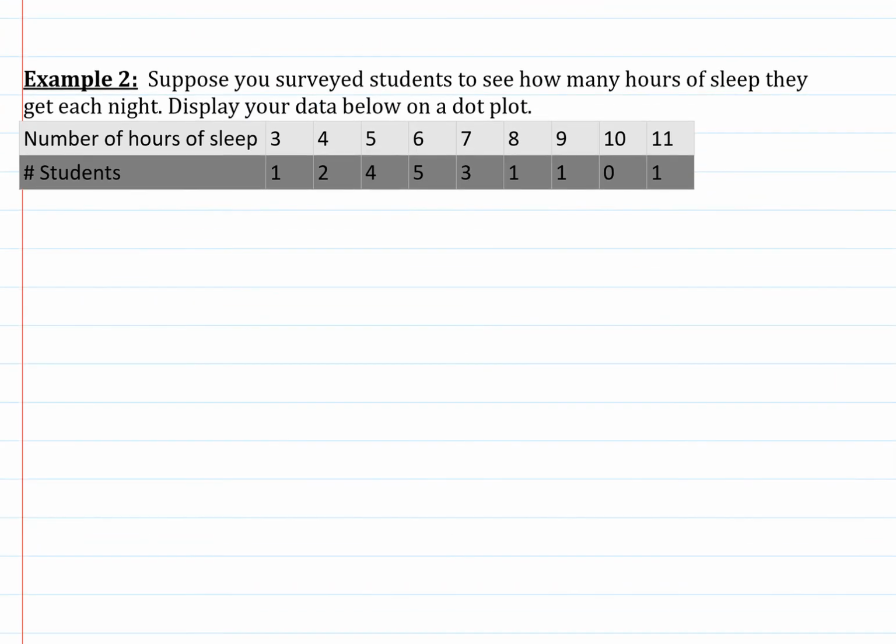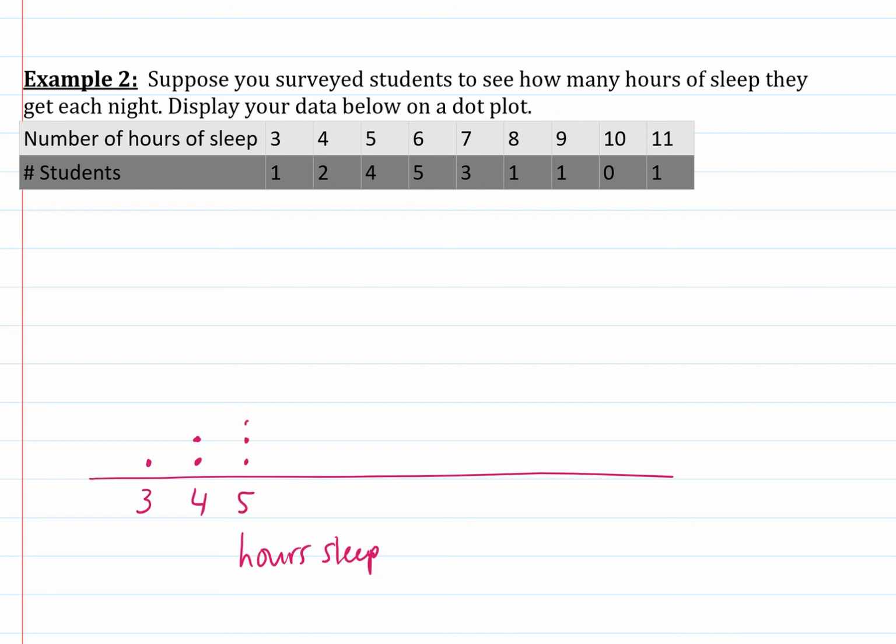Suppose you survey students to see how many hours of sleep they get. Display your data on a dot plot below. A dot plot is just a graph where each dot represents a single point of information. And so if we're saying here would be our hours of sleep, only one student is getting 3 hours. You can use an X or a dot or whatever you like to represent that one student who only gets about 3 hours of sleep a night. And there are 2 students who get 4 hours of sleep a night, and 4 students who get 5 hours of sleep a night, and so on.